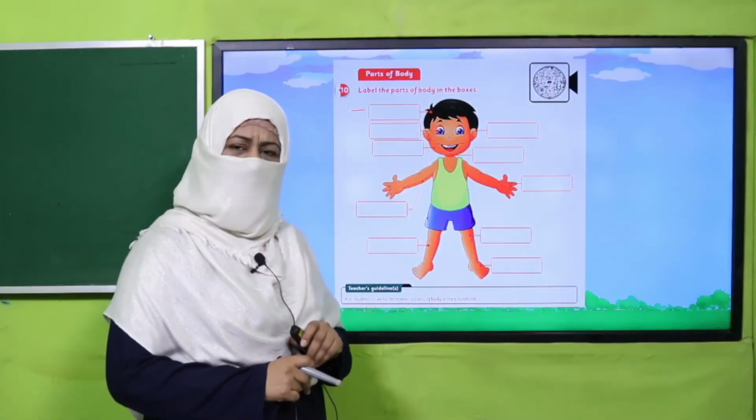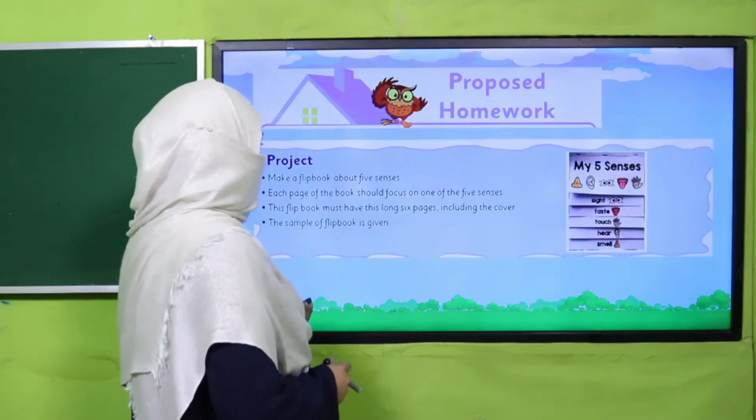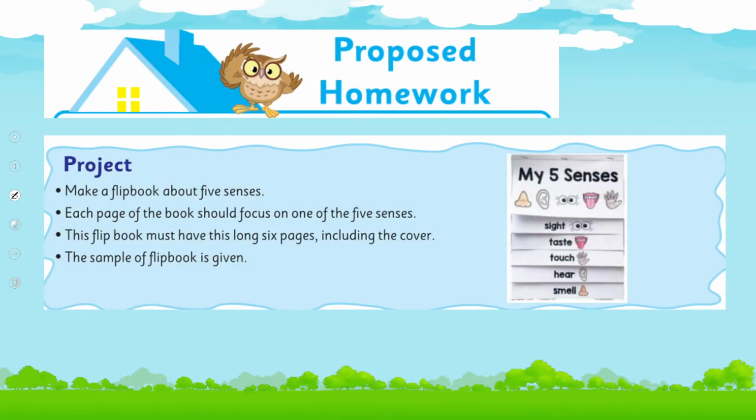Yes, my dear students, are you done with it? Good job. So it's time for your homework, and in your homework you will do this project. What is it? Make a flipbook about 5 senses. Okay, do you know we have 5 senses? Sight, taste, touch, hear, and smell. These are 5 senses, and we have 5 sensory organs.